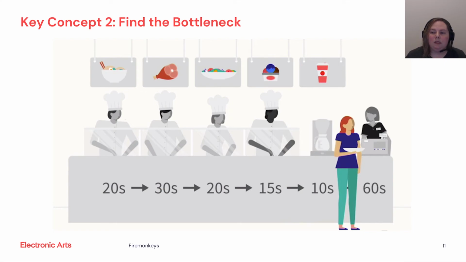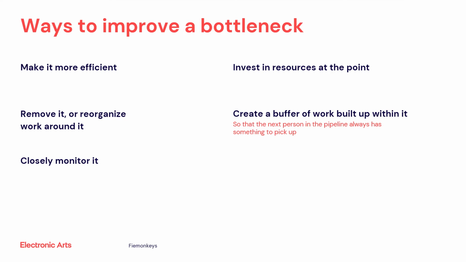There are multiple ways to improve a bottleneck, although not all treatments will eliminate it. You can reduce the bottleneck by making it more efficient, remove the bottleneck, or reorganize the work around the bottleneck. Closely monitor the bottleneck. Invest in resources at the point of the bottleneck. Or create a buffer of work built up within the bottleneck so the next person in the pipeline always has something to pick up. It's important to note that you can achieve better results with multiple of these treatments than by merely choosing just one.